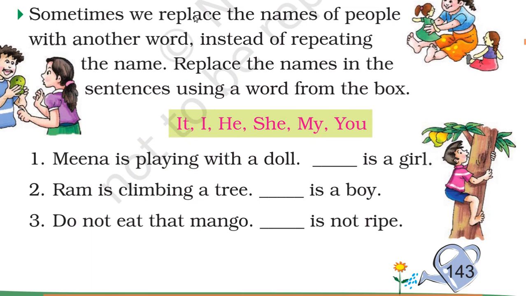Sometimes we replace the names of people with another word instead of repeating the names. Replace the names in the sentences using a word from the box: I, he, she, my, you. 1. Meena is playing with a doll. She is a girl. Ram is climbing a tree. He is a boy.